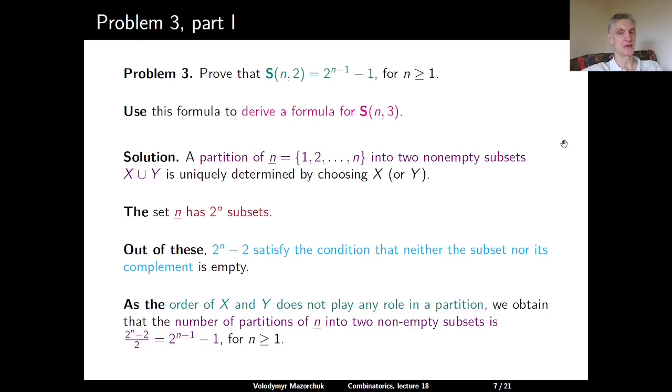Note also that in a partition the order of x and y doesn't matter. So if we just choose a subset, then the complement is uniquely defined. But if we choose the complement, it defines the original subset, and so we get the same partition. So this means that the number of partitions of n into two non-empty subsets is 2 to the power n minus 2 divided by 2, which is 2 to the power n minus 1, minus 1. And this proves the first part of our problem.